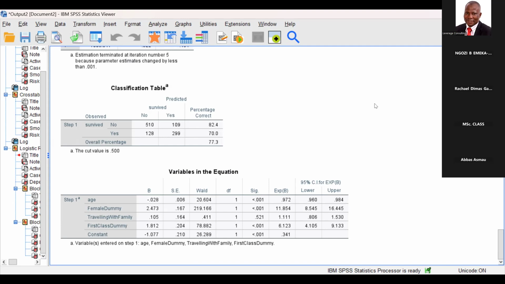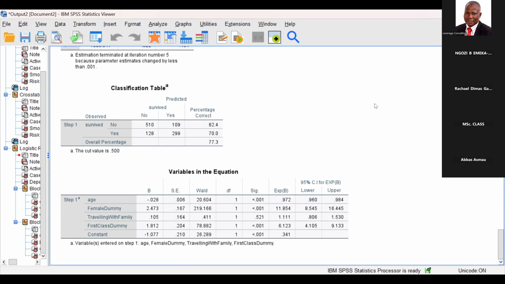Look at that first one. The odds ratio is 0.97, from lower limit 0.96 to upper limit 0.98. So you can see it has not crossed 1. It means significant. Look at this one, odds ratio 11.85. The lower limit is 8.5, the upper one is 60.4.